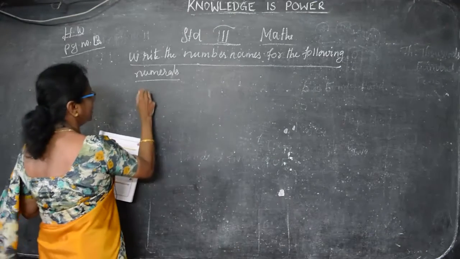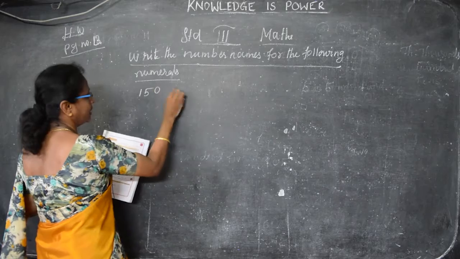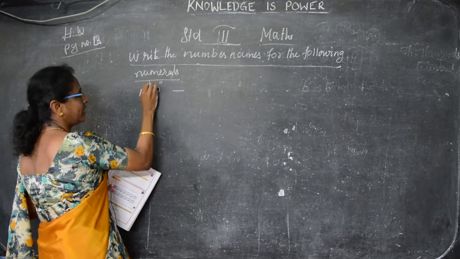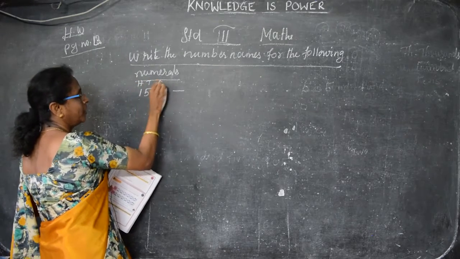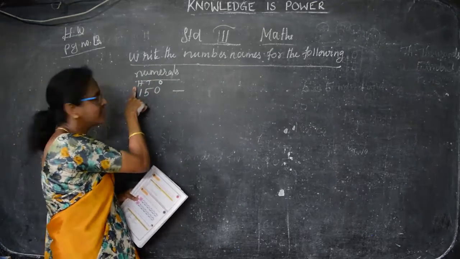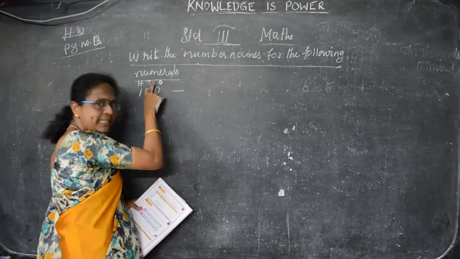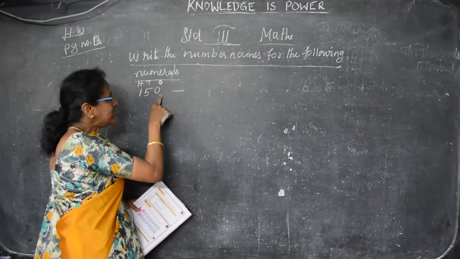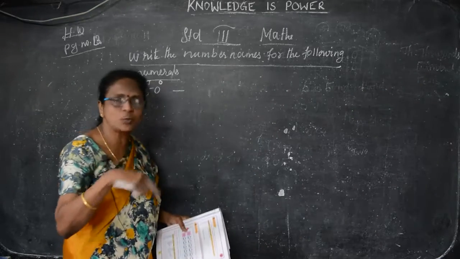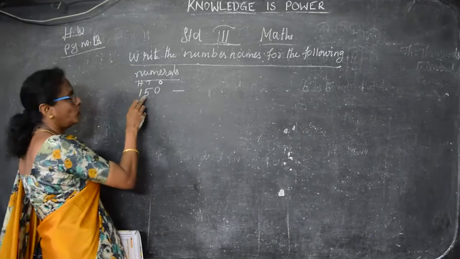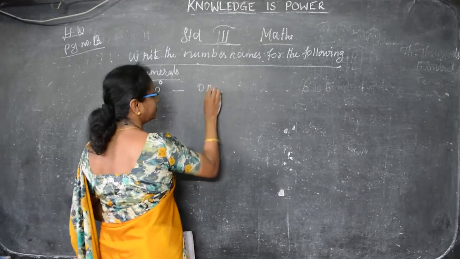The first number they are given is 150. So write ones, tens, hundreds digits on top. 1 is in the hundreds place, 5 is in the tens place. So 100, 5 tens is 50. In the ones place there is no number, it is only zero, so you just say 150.